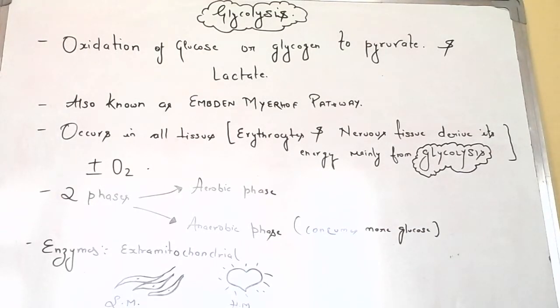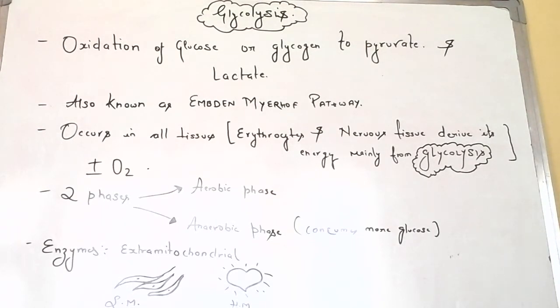If it is in the presence of oxygen, then the phase is known as the aerobic phase, and if the process is in the absence of oxygen, then it is known as the anaerobic phase. So let's talk about the aerobic phase. In the aerobic phase, oxidation is carried out by dehydrogenation and the reducing equivalent is transferred to NAD. Reduced NAD, in the presence of O2, is oxidized in the electron transport chain, producing ATP.